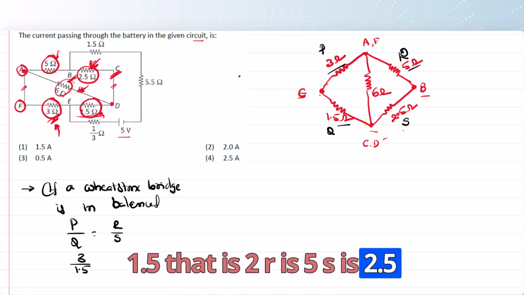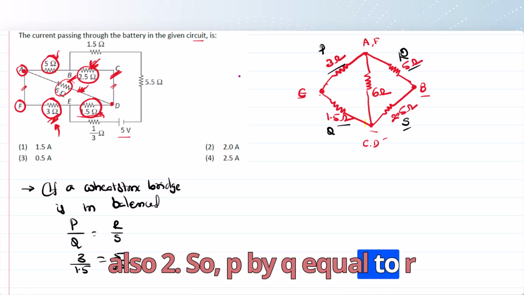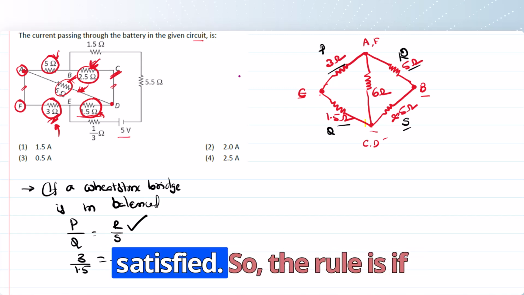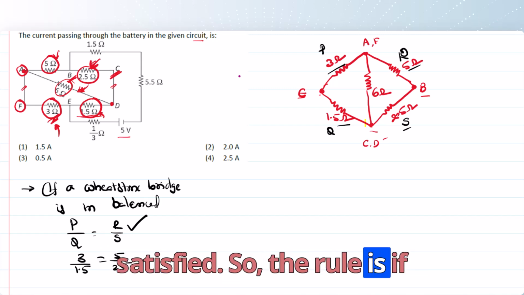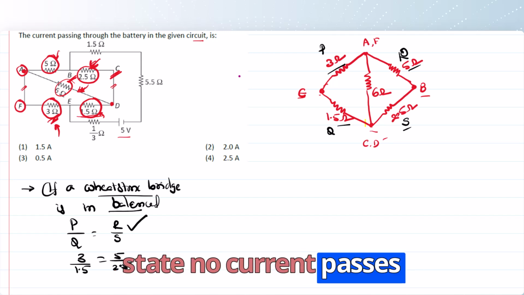R is 5, S is 2.5. That is also 2. So P by Q equal to R by S. The bridge is in a balanced state, condition is satisfied. So the rule is, if the bridge is in a balanced state, no current passes.